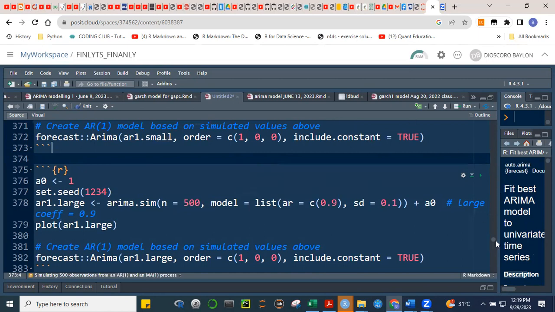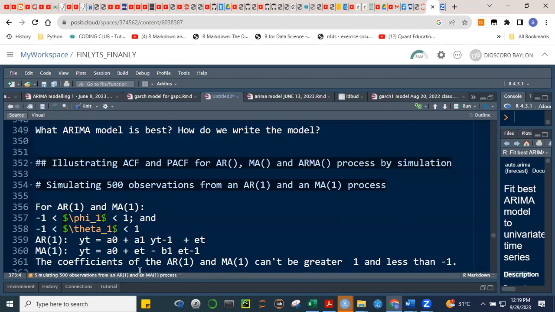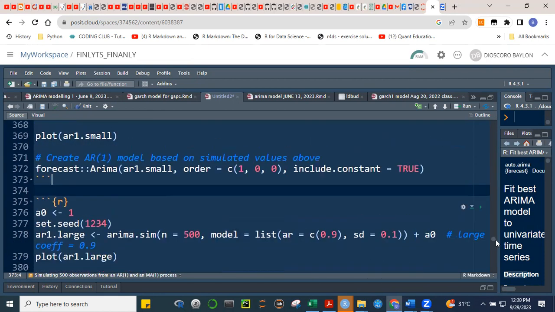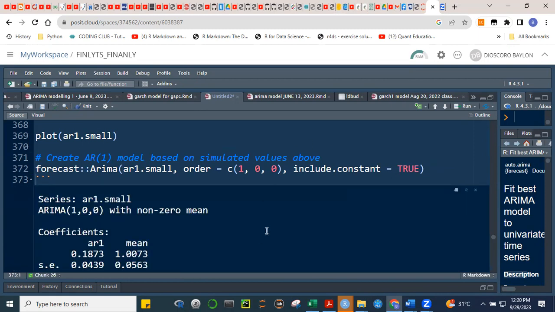What is this, the intercept? Because we have an intercept of 1. This is our a0, that's our intercept. We pegged it at 1. Of course, you could have used another value. But let's run this, class, and let's see. Okay, so this is what it determined.